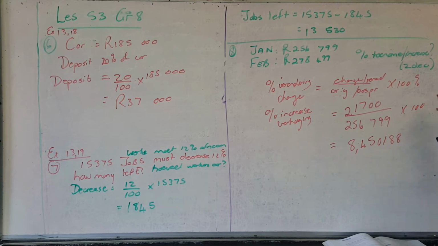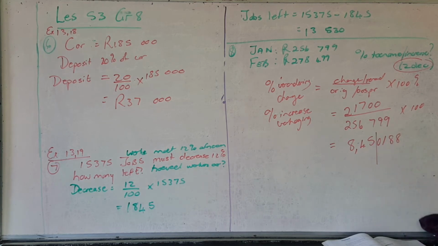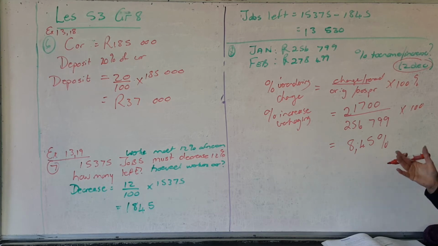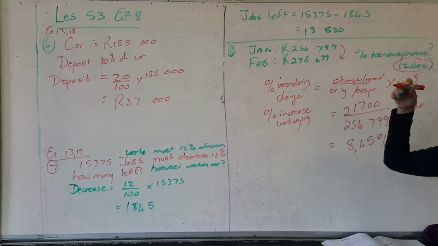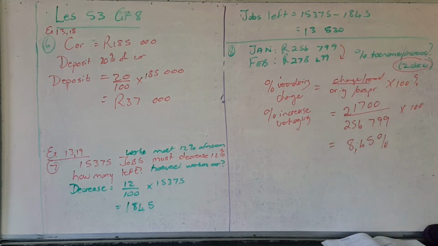8,450188, but they said 2 decimals. Listen to the question, always read your question. So if you round off to 2 decimals, the 0 is going to change nothing. It's going to stay 8,45%. Dis waarmee daai prys opgegaan het. That's the percentage change, the percentage increase in this case.